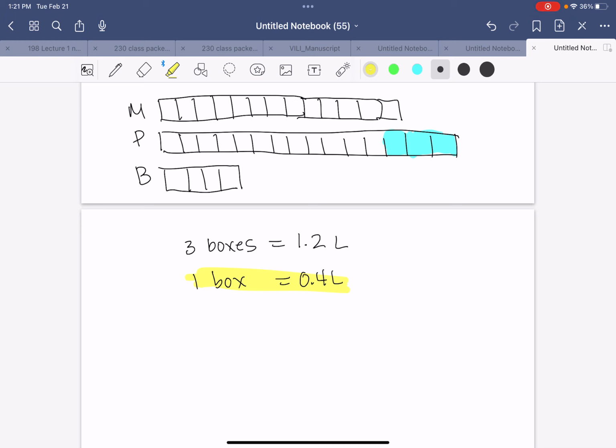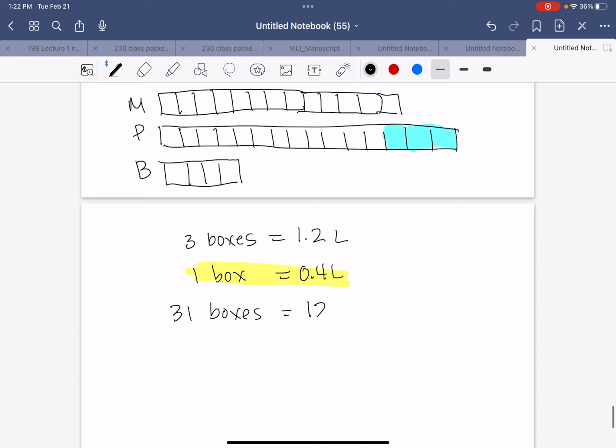To answer the question, it says, how much porridge did the 3 bears eat in all? So if I add them all up, Mama's 12 and Papa's 15, so that's 27. Plus Baby's 4 is 31 boxes. So I have 31 boxes. And 0.4 times 31 would be 12.4 liters.